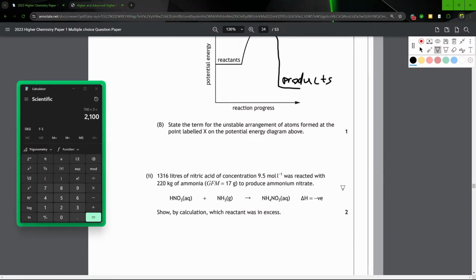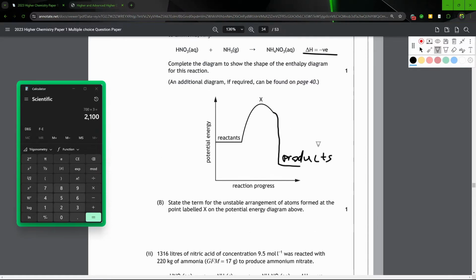State the term for the unstable arrangement of atoms formed at the point labelled X on the potential energy diagram above. And this is something you just got to remember, the activated complex. I actually did not get this in my prelim, and I'm still salty about it. Oh well, what matters is the real exam, eh?